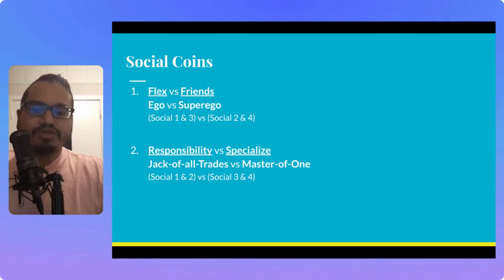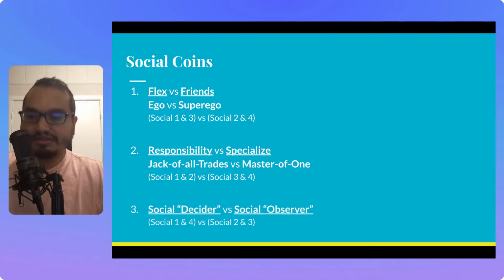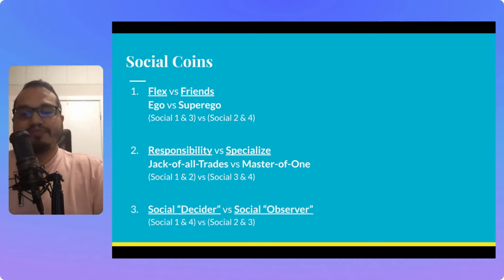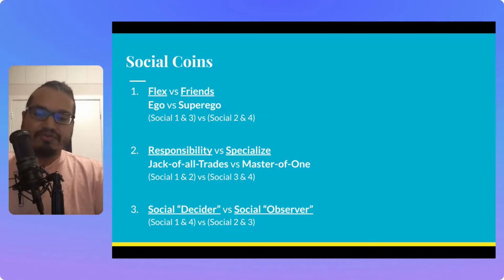Continuing on with some maybe new information, or something that doesn't get talked about that much. You may have discovered this already, but there's something called a social decider versus social observer. Now, you could come up with a different name for it. It's up to you what you want to call this, but I kind of give up on the naming for now. I could revisit it at a certain point, but this is the combination.